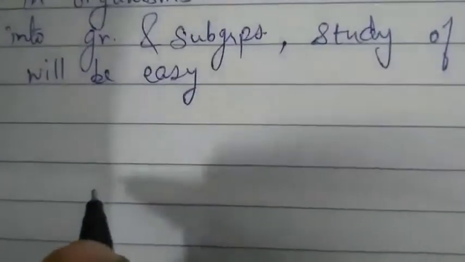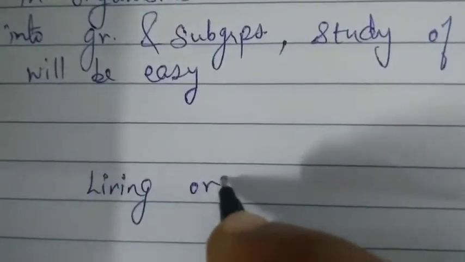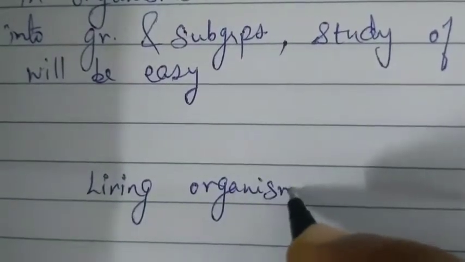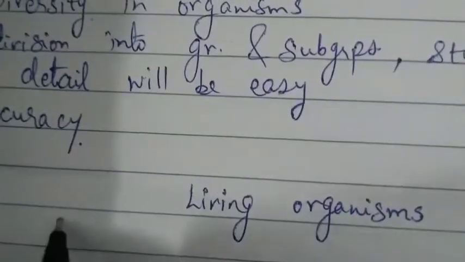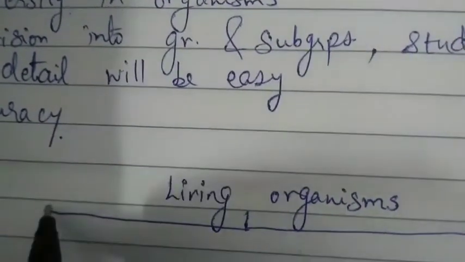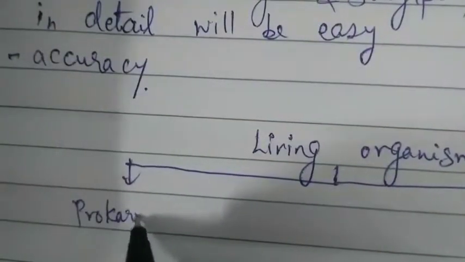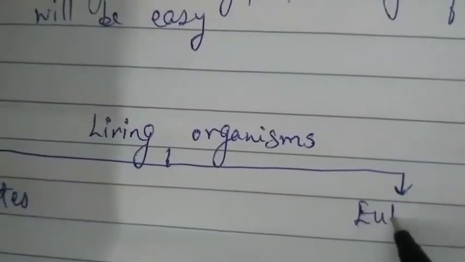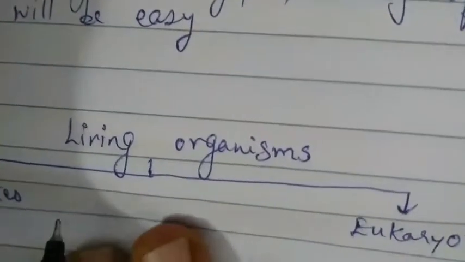Now let's see the classification of living organisms, which was put forth by Robert Whittaker. Living organisms are classified into two groups. Yes, do you remember? One is prokaryotes, and the second is eukaryotes. What is the basis for this? Can you tell?